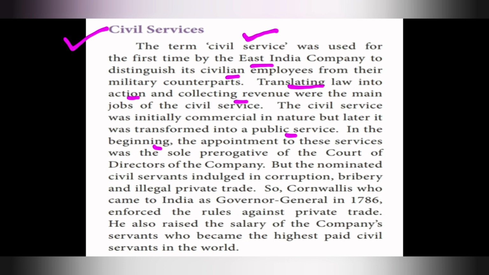So Cornwallis, who came to India as Governor General in the year 1786, enforced rules against private trade. He also raised the salary of the company's servants, who became the highest paid civil servants in the world.